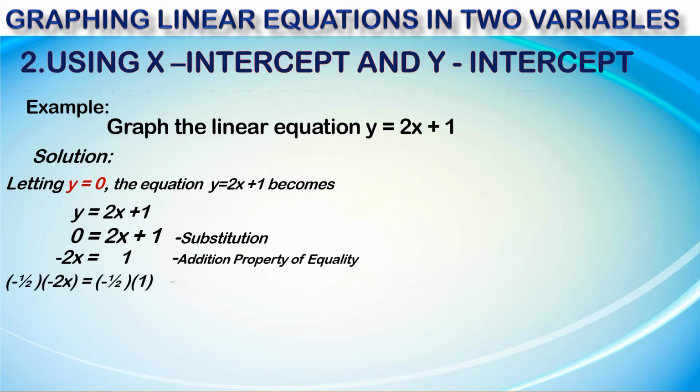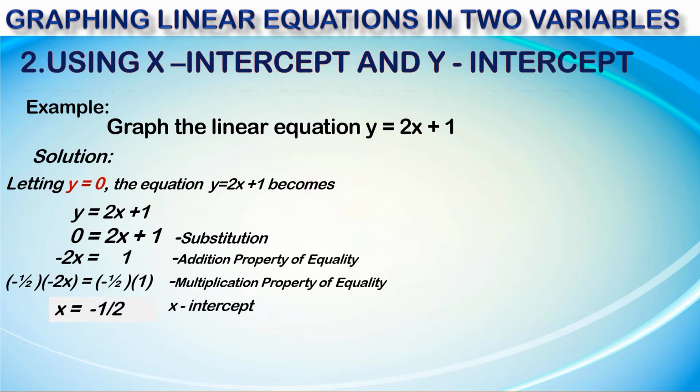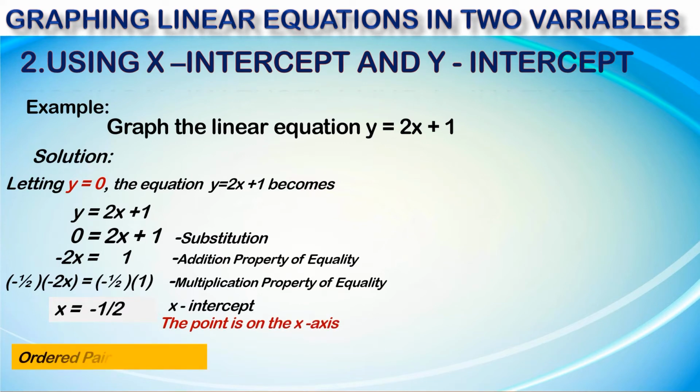Next, we're going to eliminate the numerical coefficient of 2x. So we multiply negative 1/2 to both sides of the equation by the multiplication property of equality. Negative 1/2 times negative 2x is x, and negative 1/2 times 1 is negative 1/2, and negative 1/2 is now the x-intercept, and the point is on the x-axis. So therefore, we have the ordered pair (-1/2, 0).